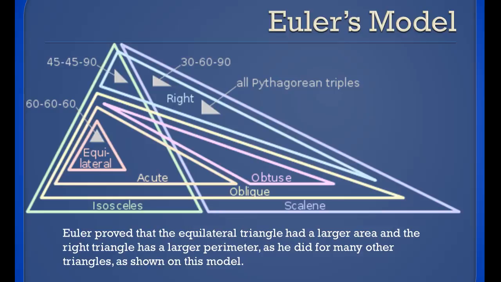Euler proved that the equilateral triangle has a larger area and the right triangle has a larger perimeter, as he did for many other triangles, as shown on this model.